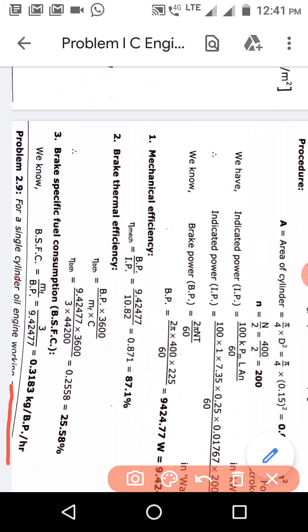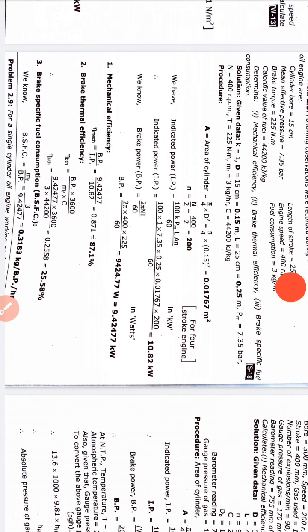So whenever the mass of fuel is given in kilogram per second, you have to convert it into kilogram per hour, and by using that mass of fuel we calculate the brake specific fuel consumption or indicated specific fuel consumption. So these are the important problems; you have to understand this problem.